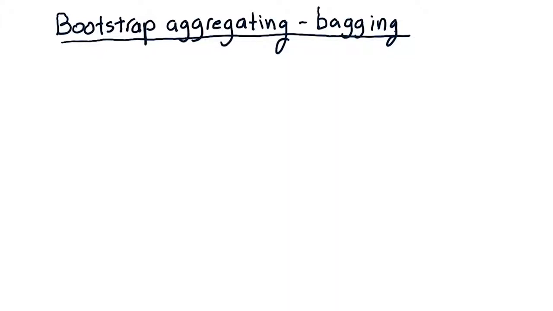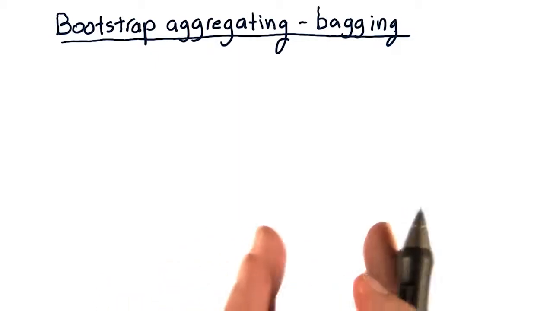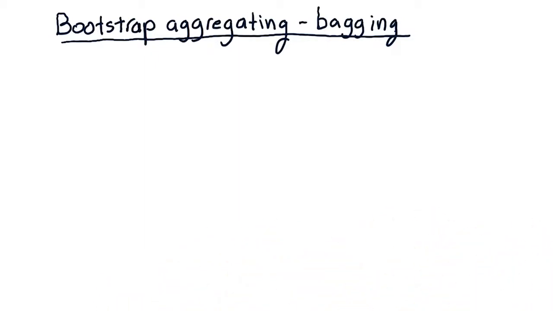There's another way we can build an ensemble of learners. We can build them using the same learning algorithm, but train each learner on a different set of the data. This is what's called bootstrap aggregating, or bagging. It was invented by Breiman in the late 80s, early 90s.